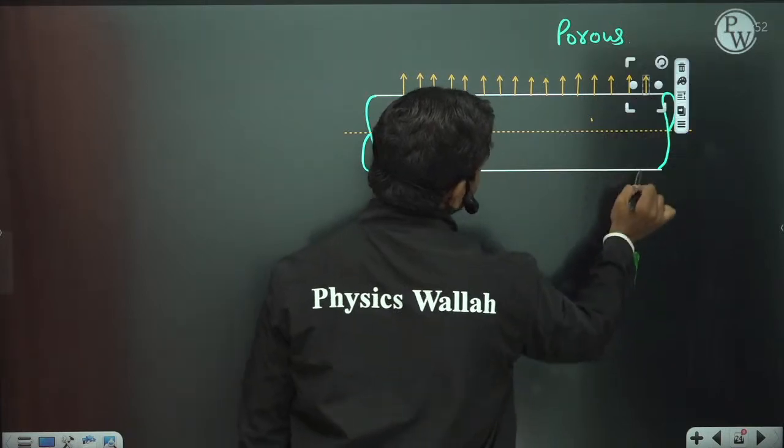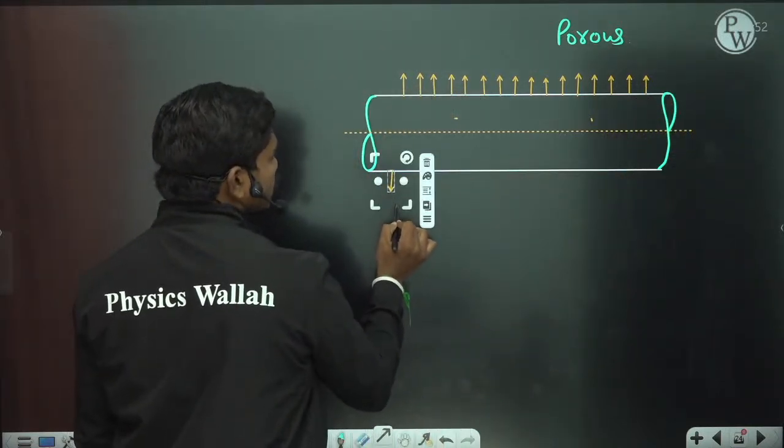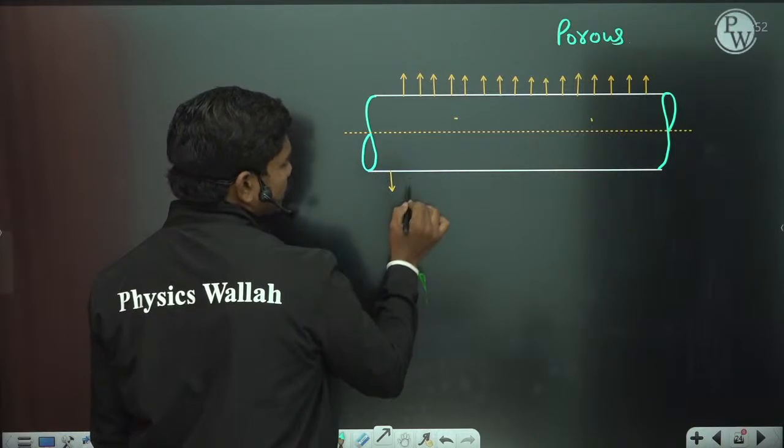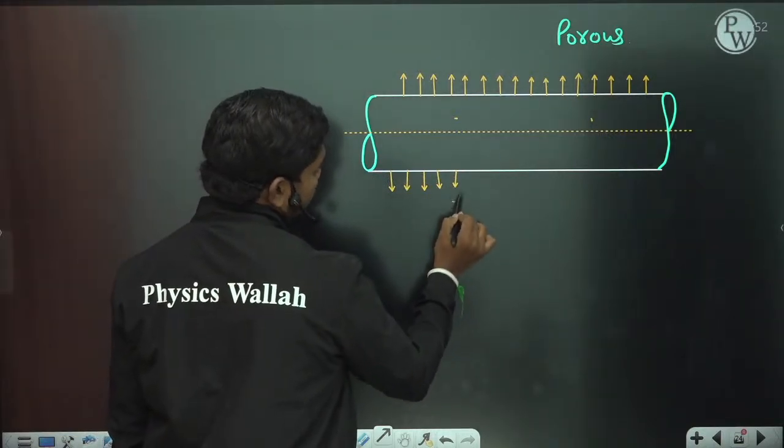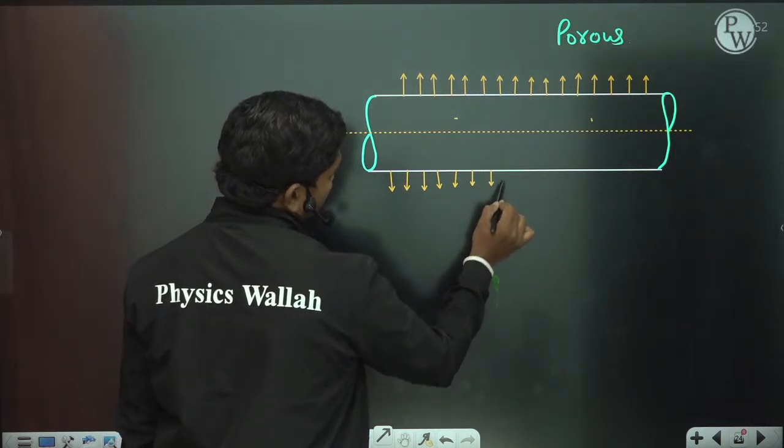Similarly in the bottom direction also, all over the 360 degrees there is some escaping of the fluid outside. So some fluid is escaping like this.